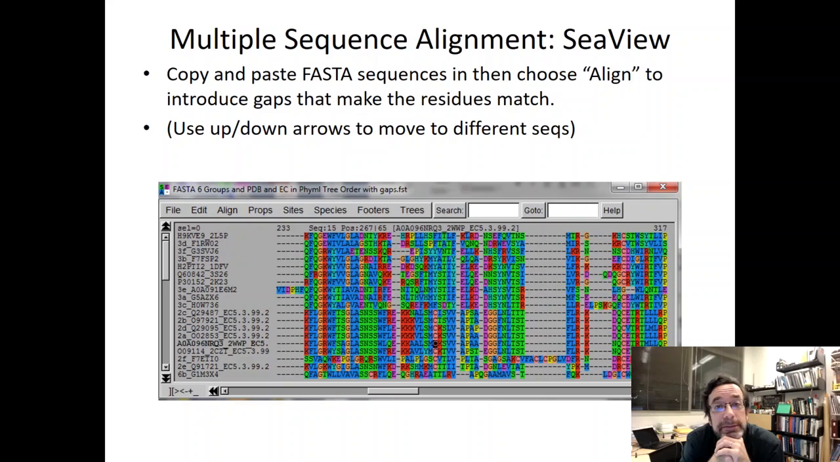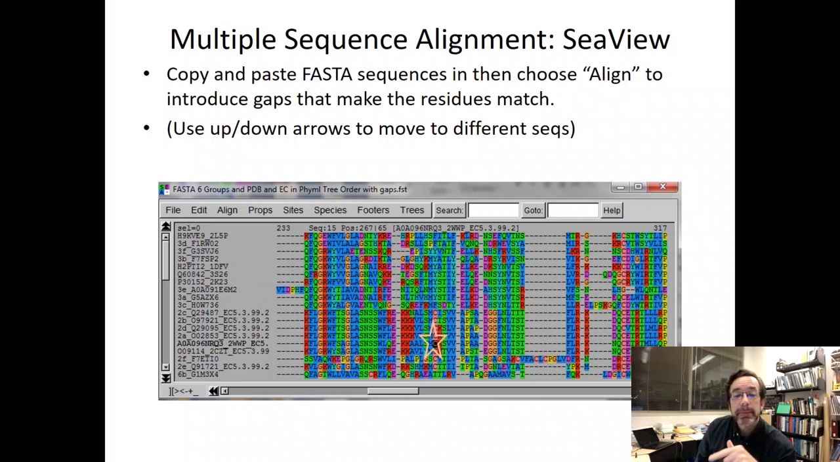You can literally just copy and paste the text of your sequences in FASTA format in, and then you press the button that says align. And it will do this. It will put gaps in to make the residues align. Each chemical type of residue is a different color. And so if you see the colors aligning, you know that the residues are aligning, at least in similarity mode, maybe not identity.